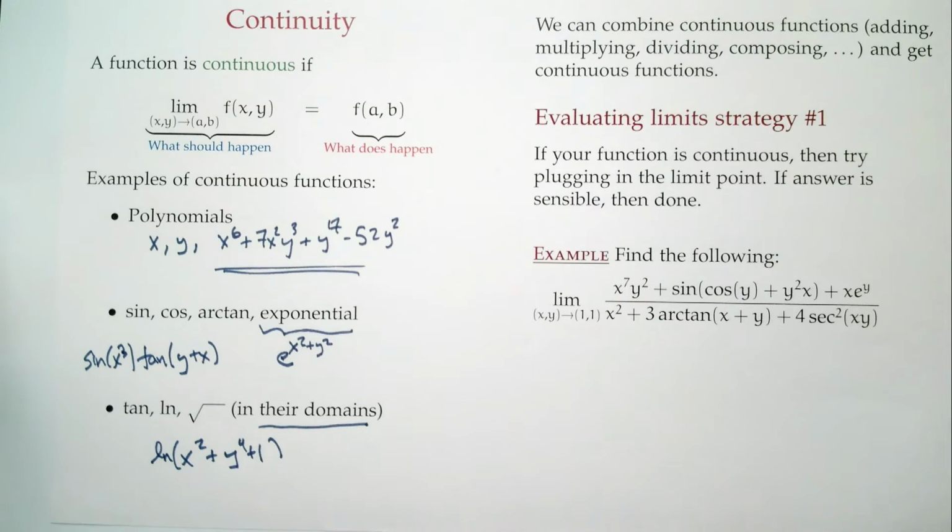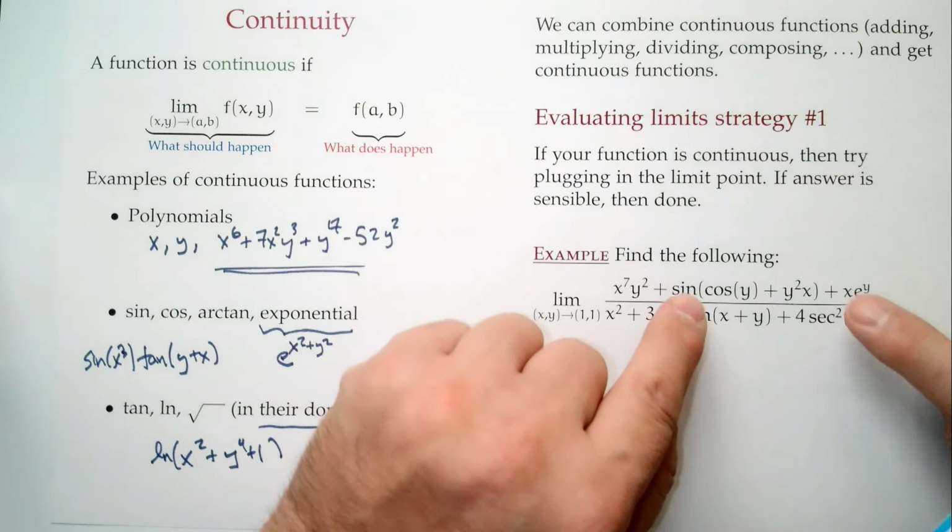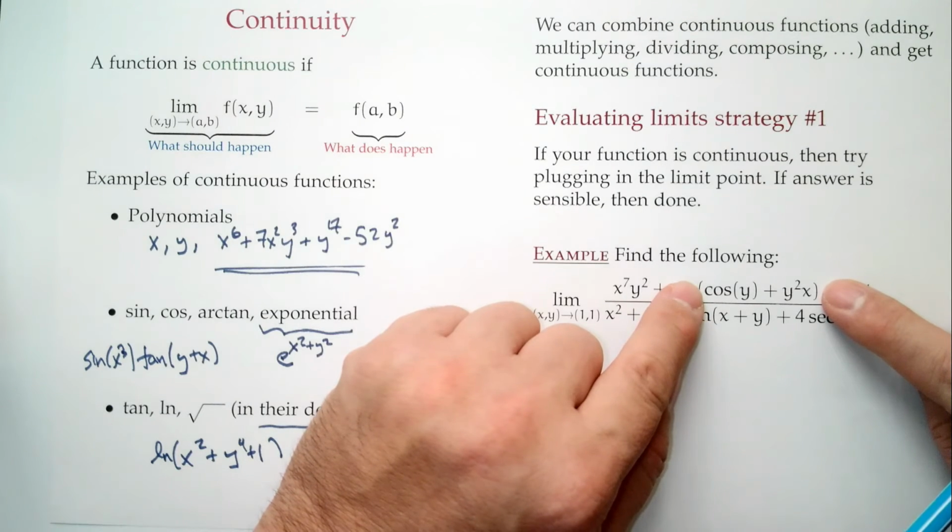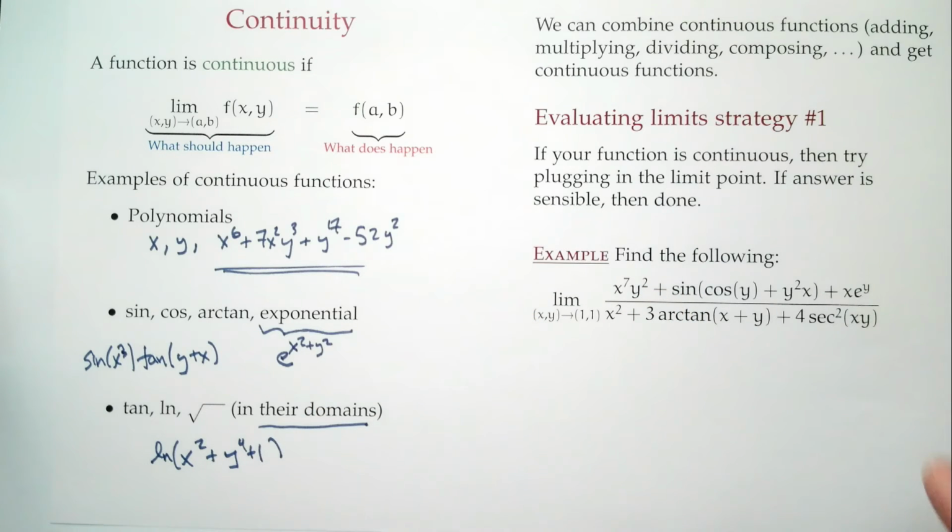So let's find the following. The limit as (x, y) goes to (1, 1) of x to the 7th y squared plus sine of cosine of y plus y squared x plus x times e to the y, over x squared plus 3, arctangent of x plus y, plus 4 times secant squared of x times y. Now, the first thing we should check, is this function continuous at (1, 1)?